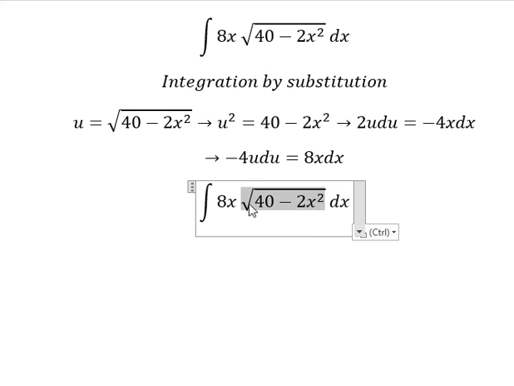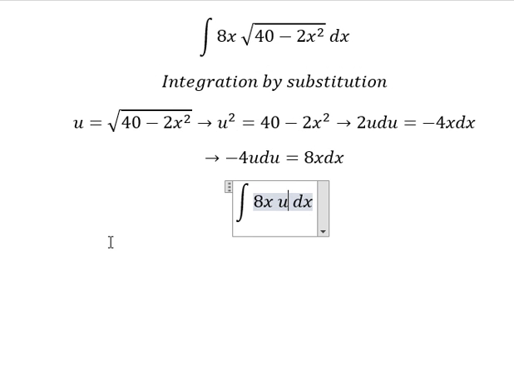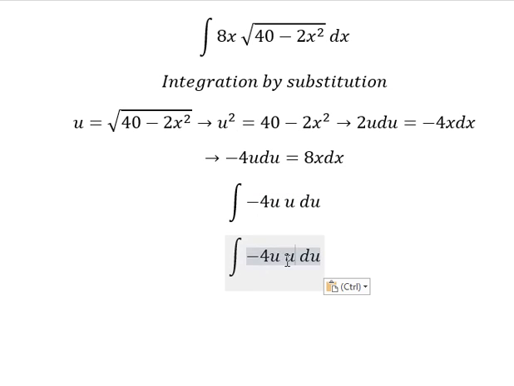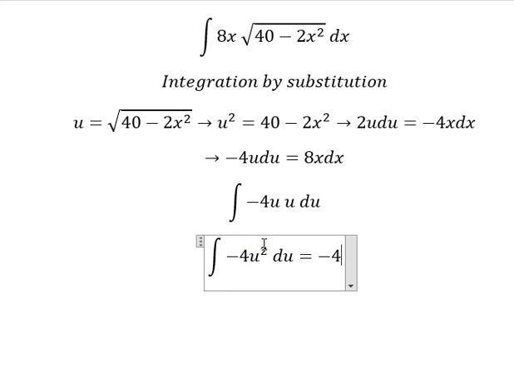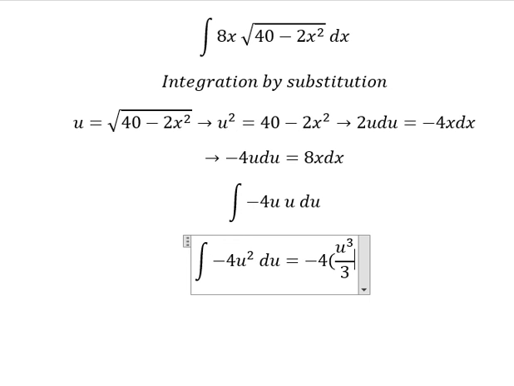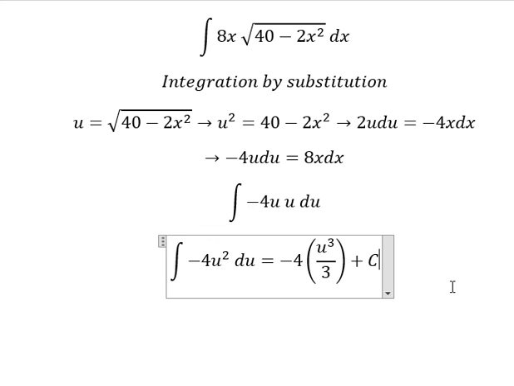So the square root we change to u. 8s ds we change to negative 4u du. So u and u we have u square. And now the integration of u square, we have u to the power of 3 over 3, and then I will put c.